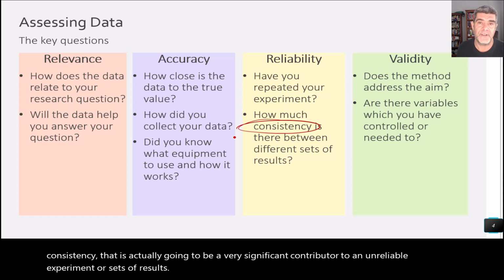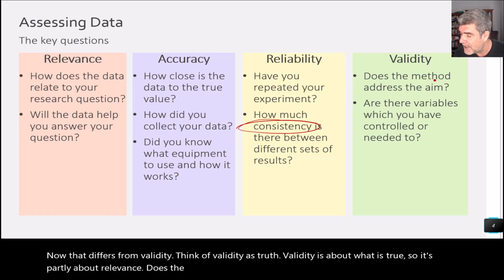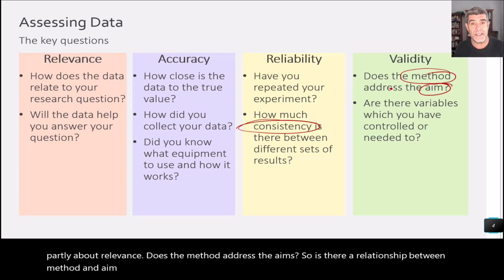Now that differs from validity. Think of validity as truth. Validity is about what is true. So it's partly about relevance. Does the method address the aim? So is there a relationship between method and aim? Can we link these two things together? So that is a test of relevance.